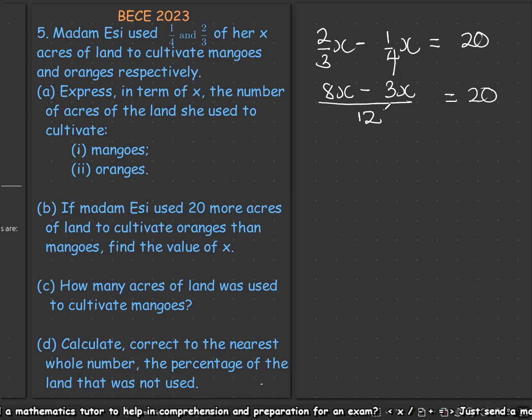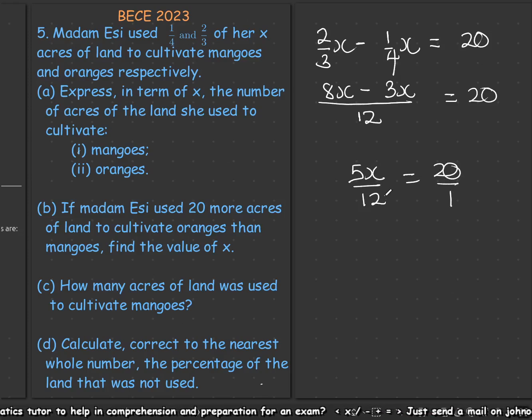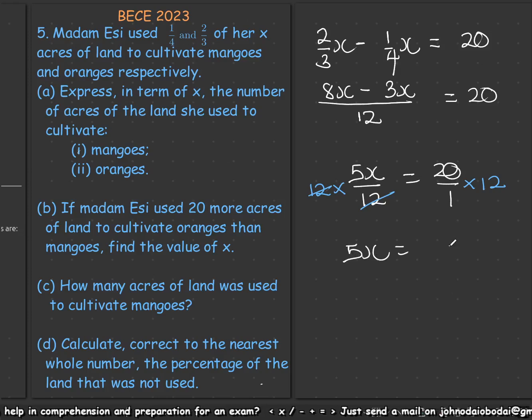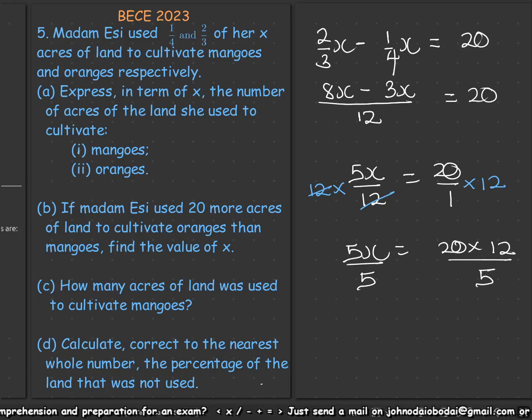Evaluating the numerator, we have 8x minus 3x, which gives us 5x over 12 is equal to 20, which can be written as over 1. So we can choose to cross multiply, or multiply each and every side by 12, so that this cancels this. Then I'm left with my 5x. So 5x is equal to 20 times 12. And since it's x we are solving for, we divide both sides by 5, in which case this 5 cancels out to this 5.